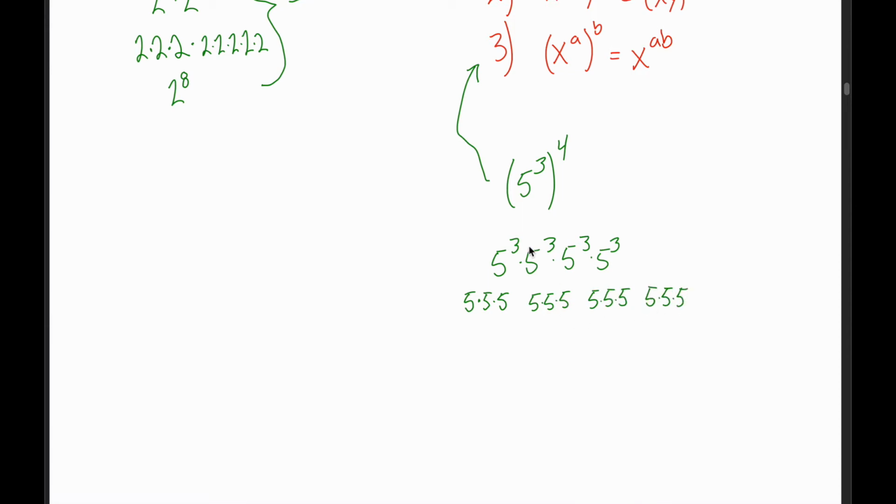And what am I doing with those 4 groups? Well, I'm multiplying them together. So all I have is a whole bunch of 5's here. How many 5's do you have? Well, you have 4 groups, and each group has 3 of them. So how many total do you have? Well, you have 12.